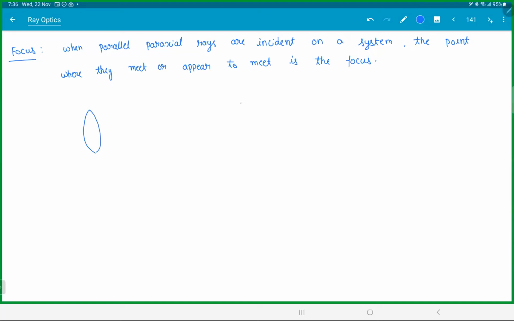So if you take a lens like this, or if you take a lens like this, if you send light rays here, they meet here. So this is the focus. This is your focal length. If you send light rays here, they diverge. And when you extend them, they meet here. So for this, the focus is behind.